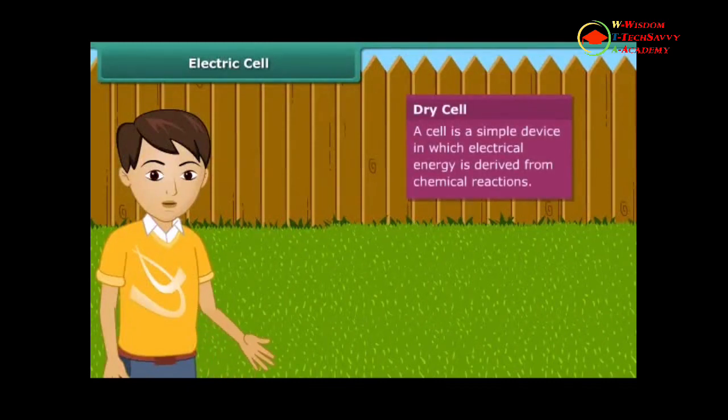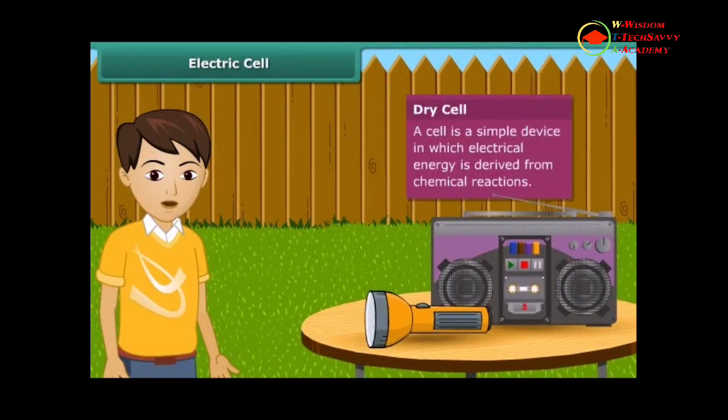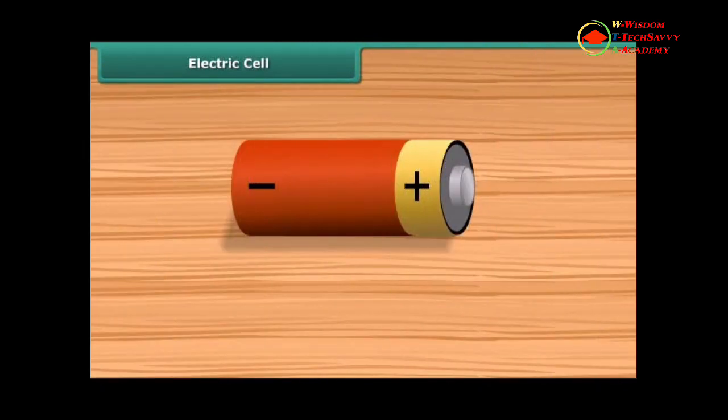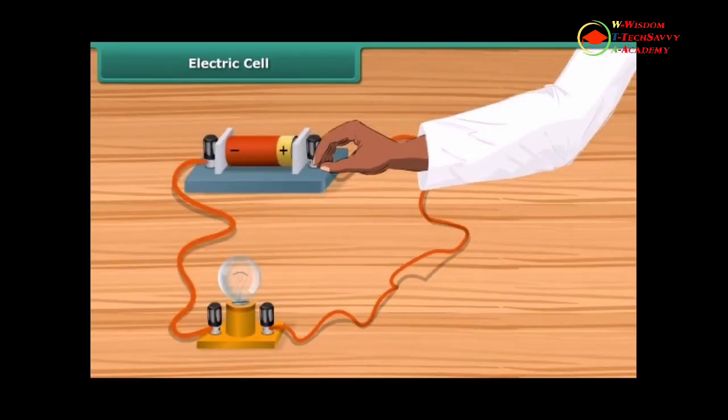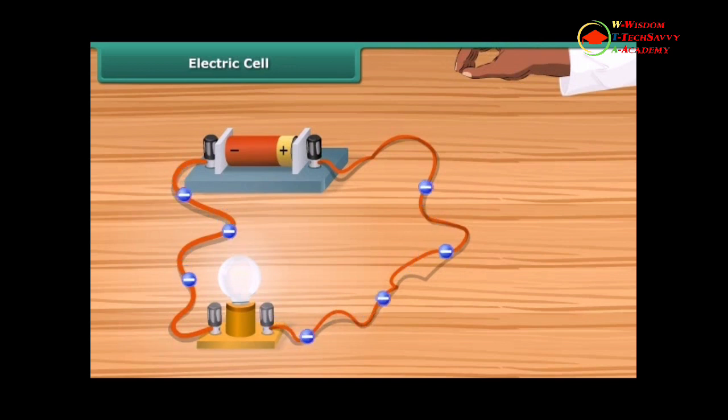A dry cell battery used in a torch or transistor radio is a source of electric current. Every battery has two terminals marked plus and minus. When a metallic wire connects these two terminals, the electrons resulting from the chemical reaction start flowing through the wire, constituting an electric current. These electrons flow from the negative to the positive terminal. Thus, a cell is a simple device in which chemical energy is changed into electric energy.